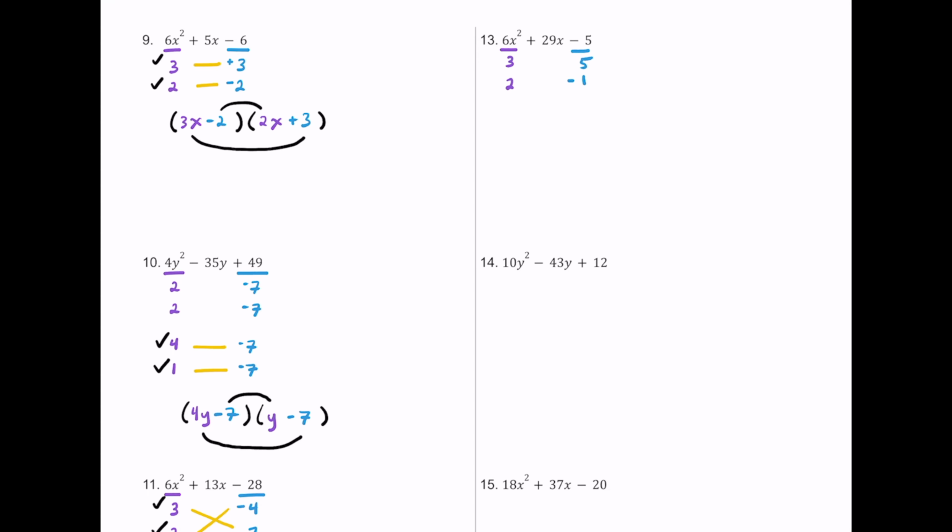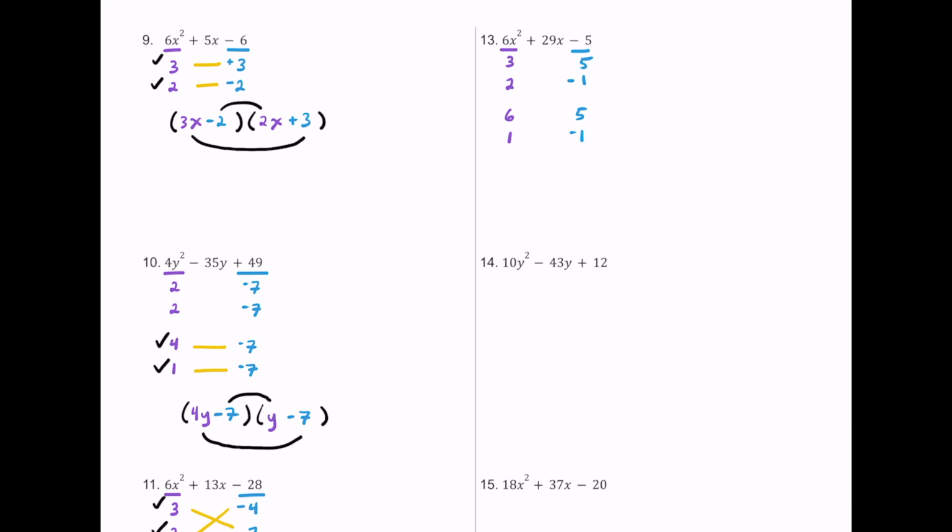Now, because 5 was prime, we know we can't change that one, so I'm going to make this a 6 and 1. And let's go ahead and keep the 5 and negative 1. Okay. If we try going across, that's going to be 30, take away 1. Oh, that is 29.